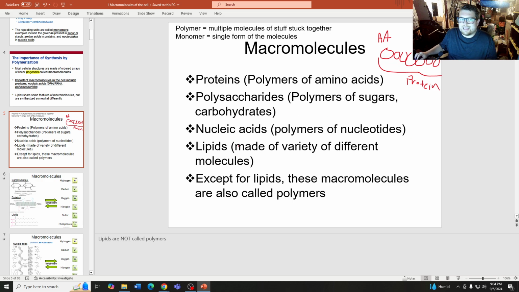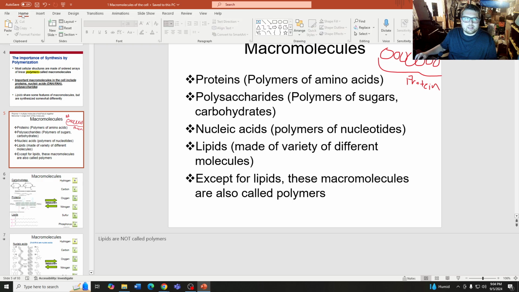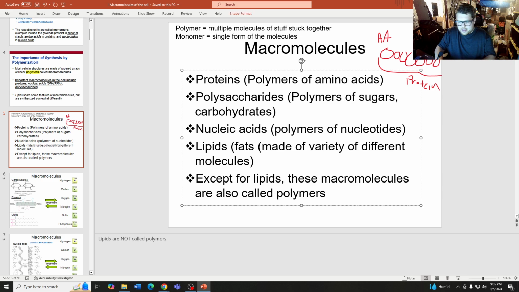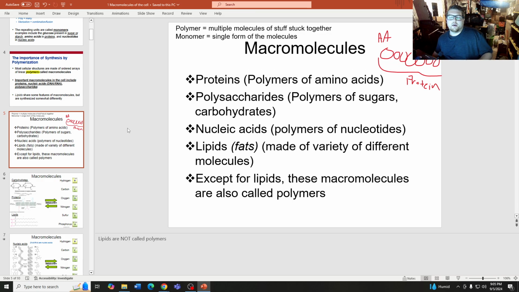We'll look at the specifics of that later. Nucleic acids, polymers of nucleotides. Lipids are made up of a variety of different molecules, and we'll look at those. Lipids are fats. Lipids play a very, very important role in lots of parts of the body. They're made up of different things, a combination of carbons, sometimes chained sugars, and amino acids that kind of mix together in order to create specific lipids.